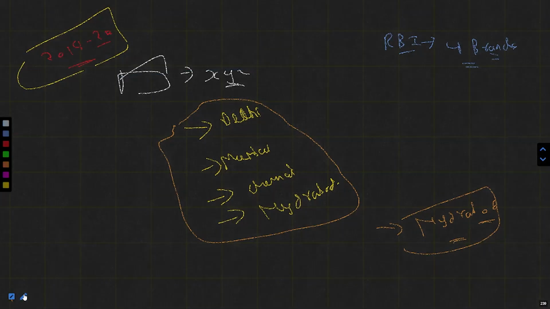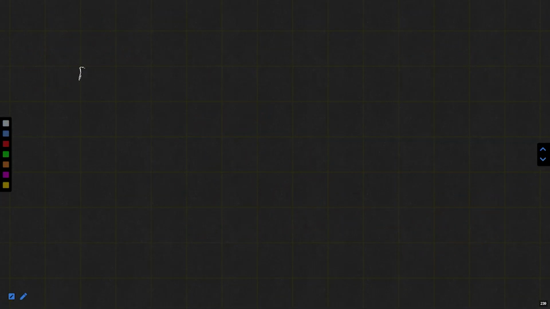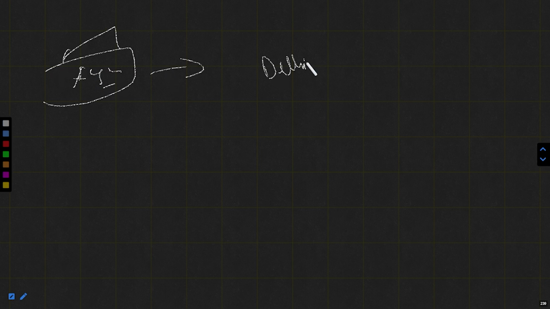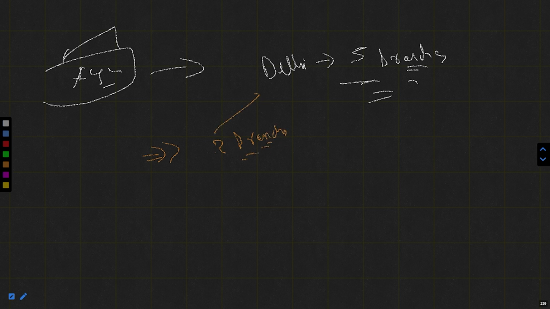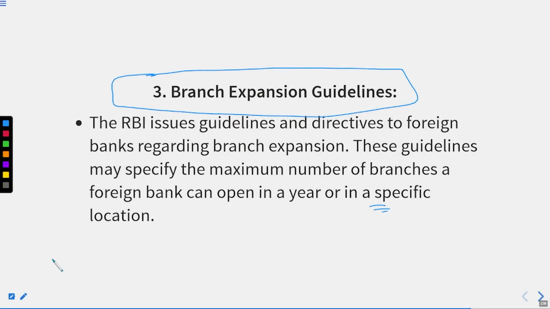Okay. The second case was the specific location. It means that suppose we have the bank XYZ. In Delhi, they had 5 branches in different locations. And the RBI mandated that no foreign bank is allowed to open more than 5 branches in the same region. Now they want to open 2 more branches in the same city. In such a case, the RBI will not give permission because they had limited the branch expansion policies. Okay. So I hope this point is clear to you. Got it?